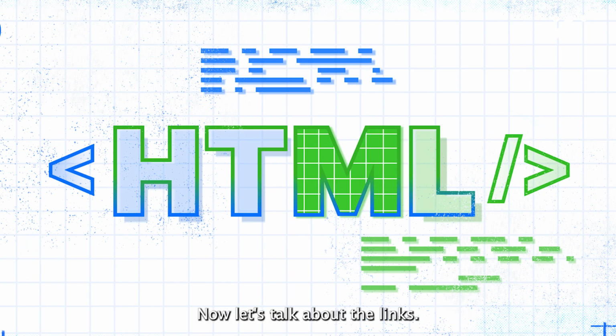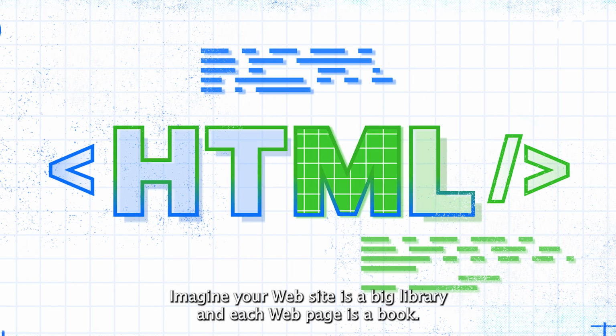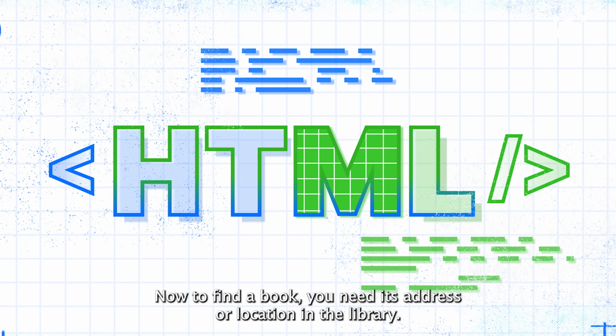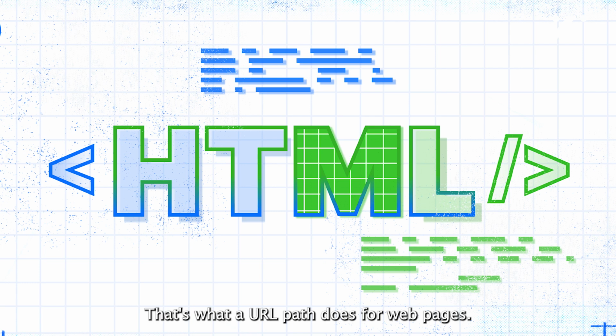Welcome back. Now let's talk about links. Imagine your website is a big library and each web page is a book. Now, to find a book, you need its address or location in the library. That's what a URL path does for web pages.